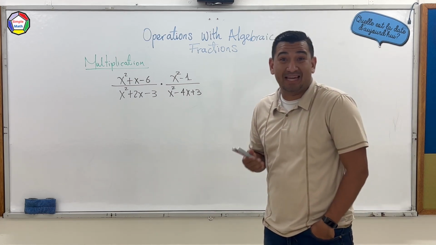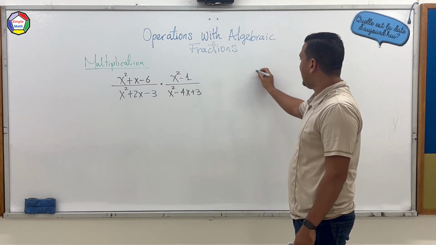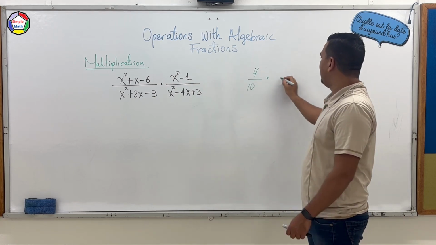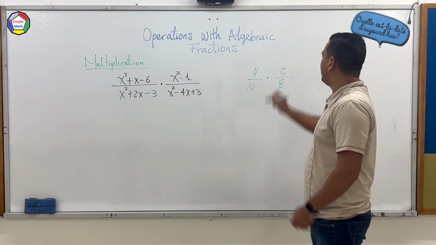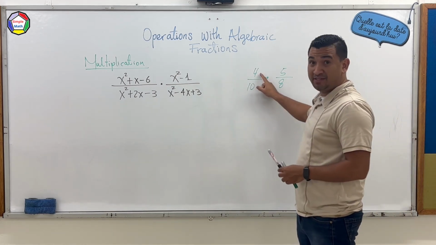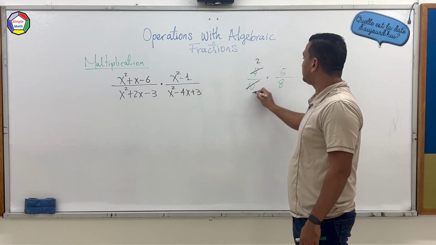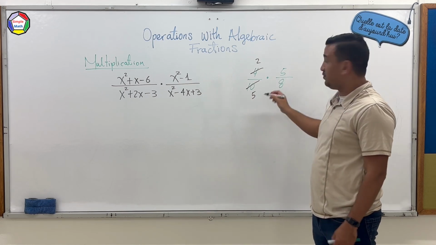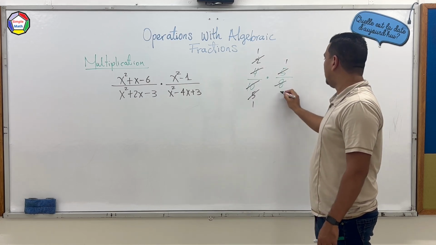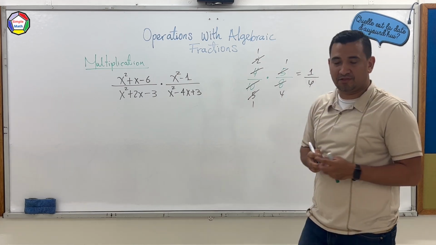Remember that when we multiply fractions, this is a review, for example, let's say 4 over 10 times, let's say, 8 over 5, we can simplify one numerator and one denominator. So I can simplify 4 and 10 by 2. I can simplify 5 and 5, one up, one down. And I can simplify 2 and 8 by 2, of course. So the final answer would be 1 over 4. That is the simplest form.